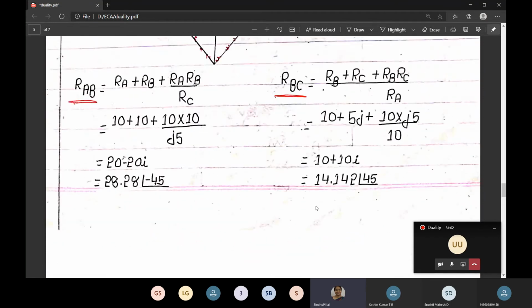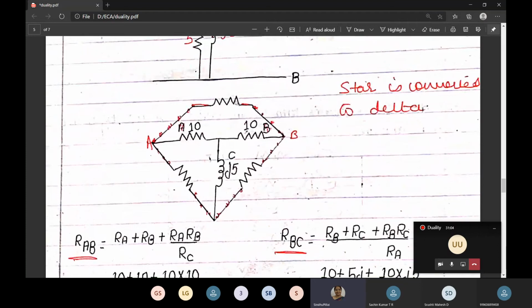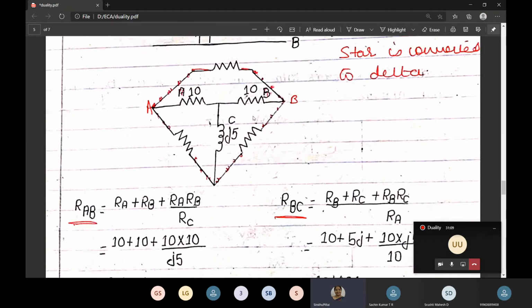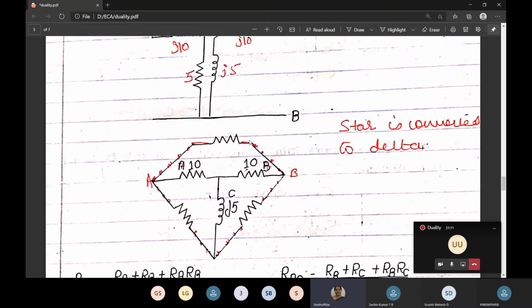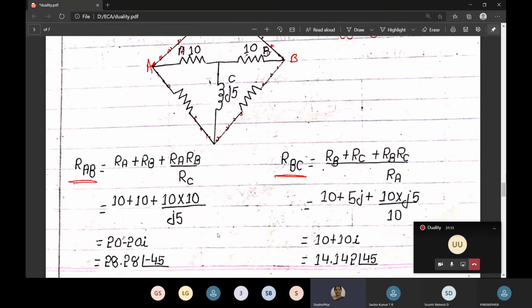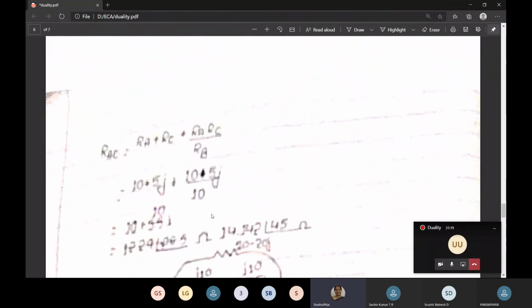That completes one delta we have got now. This is one delta. We got the answer for all these three branches. So here the answer is 20 minus 20I. One is 10. One more is 10 plus 10I. Okay, the other answer also is 10 plus 10I.